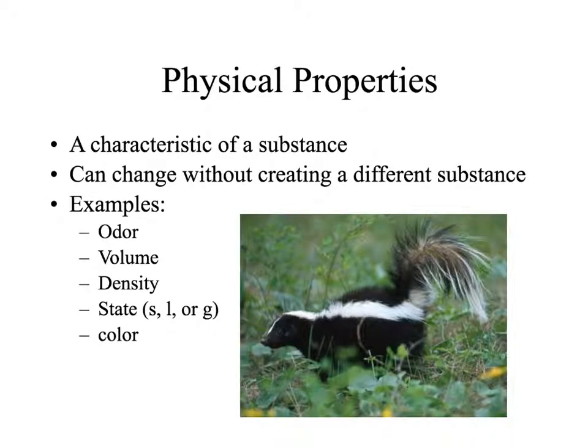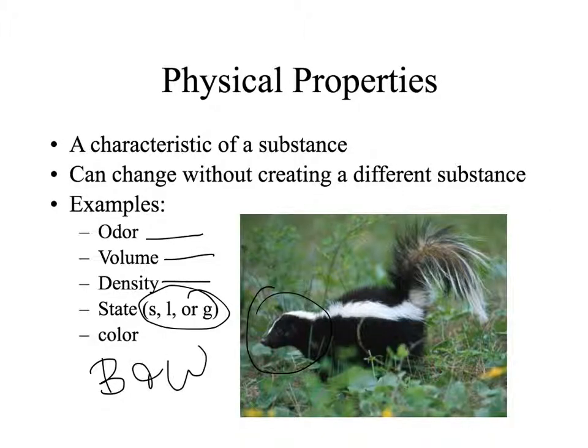Going a little further into it, a physical property is a specific characteristic of that substance. So you can actually change a physical property of some type of matter without completely changing the substance. All right, but if we take a look at the skunk here, Mr. Pepe Le Pew, we know he has a certain odor. We know he takes up a certain amount of space, all right? Looking at things like density, whether it floats or not in water, and if it's a solid, liquid, or gas, or its color. For our skunk here, we know that it's black and white. Those are all physical properties.